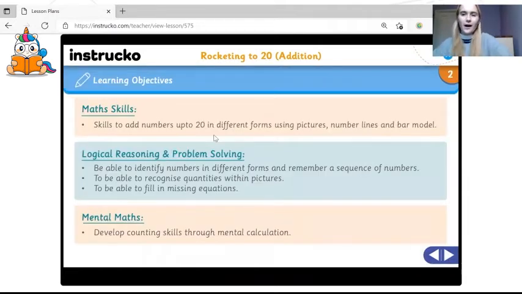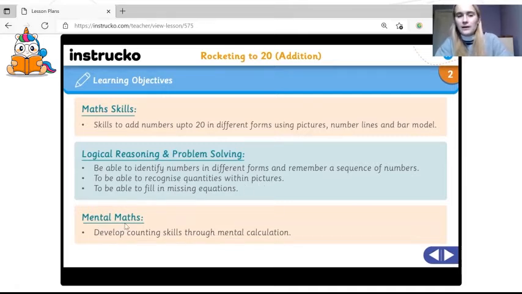Okay, so here are our learning objectives today. First of all, we have math skills. So these are skills to add numbers up to 20 in different forms using pictures, number lines, and bar models. Next, we will be looking at logical reasoning and problem-solving skills. So we'll be able to remember a sequence of numbers, fill in missing equations, and recognise quantities within pictures.